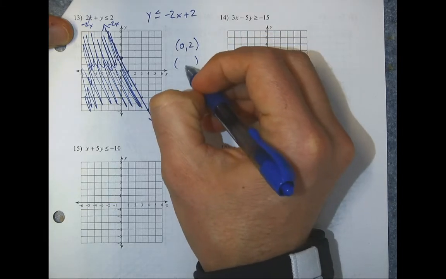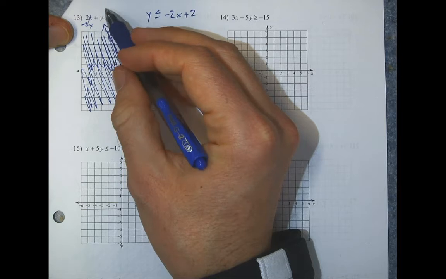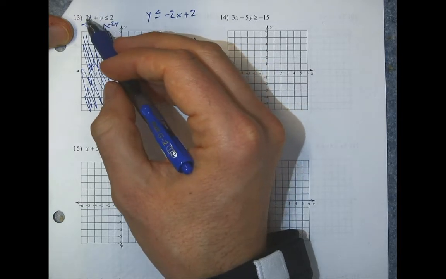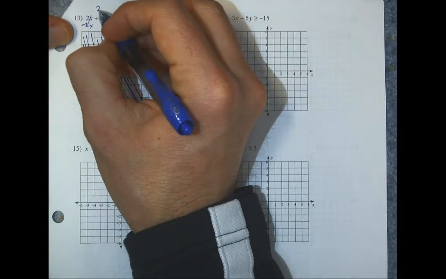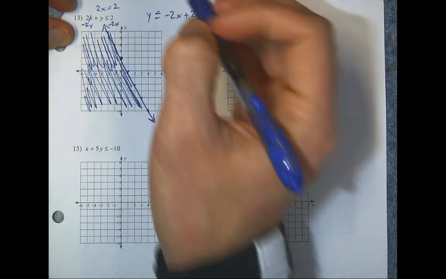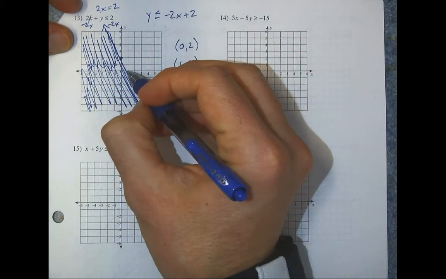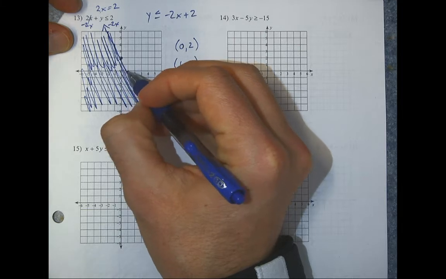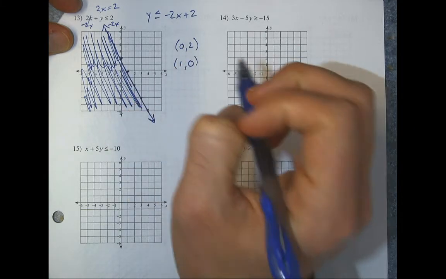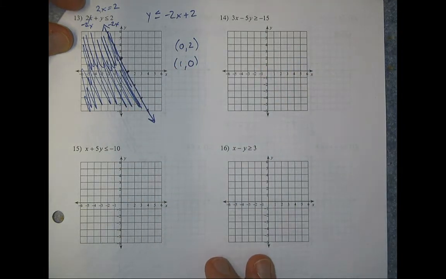And vice versa. If my y is 0, 2x, and when you do this, you want to think about it like it's an equal sign. 2x equals 2, divide by 2, and it's going to be 1. And you can see right here, when I went down 2 over 1, I hit that x-intercept of 1, 0. So if you want to do it that way, you can.